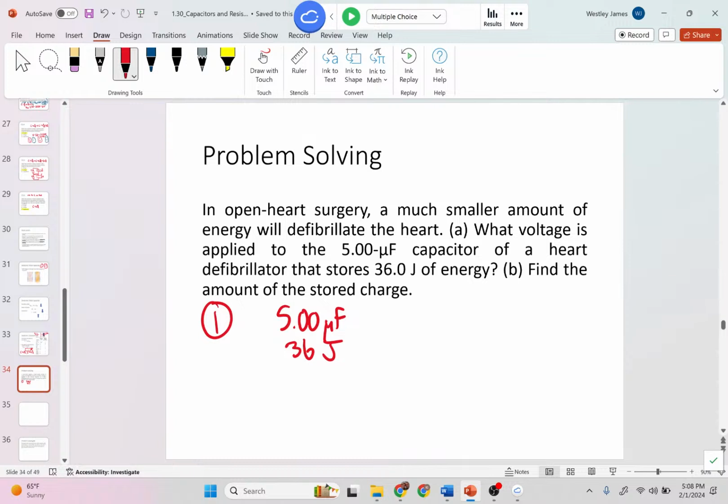So, joules is energy, always. Now, we have to know what type of energy. This is potential energy. The only other type we've talked about is kinetic. This is definitely not kinetic. And farads is capacitance. Okay, and then first step done. Second step, spend 5 seconds. See if you can figure out what we're solving for. It says, what voltage?